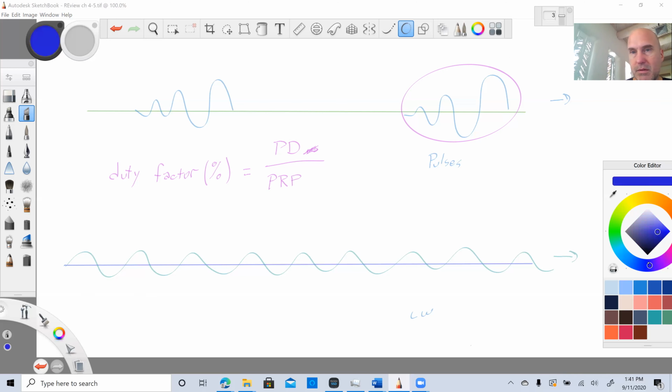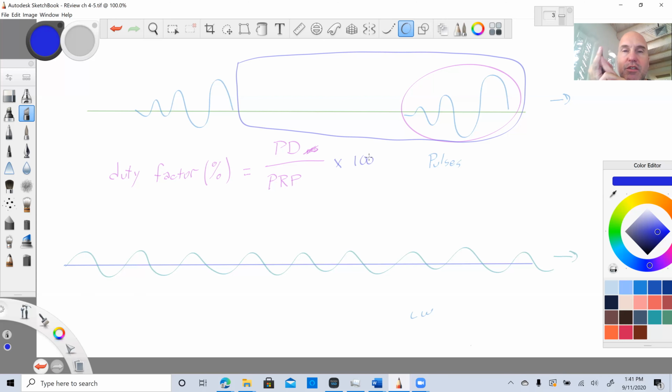It gets divided by the pulse repetition period. That, remember, is that amount of time. So the small amount of time divided by the large amount of time times 100. You have a small amount of time divided by a large amount of time. You're going to get a decimal, 0.006 or whatever. And then you multiply by 100, that 0.006 now becomes 0.6%.